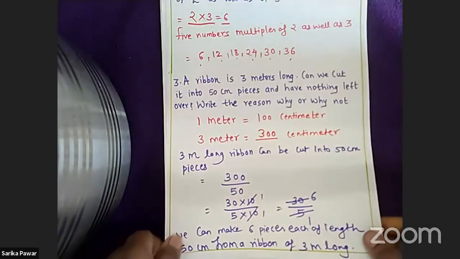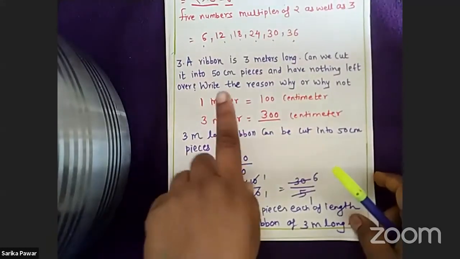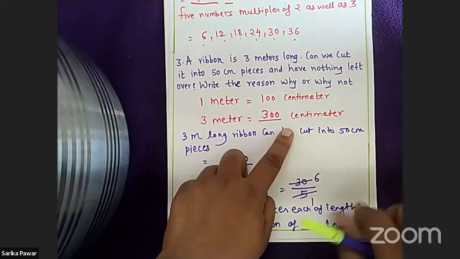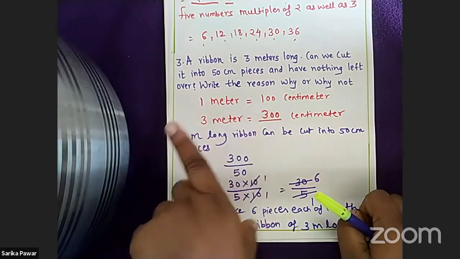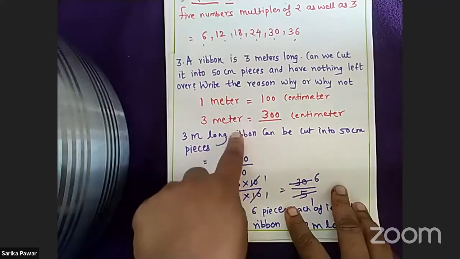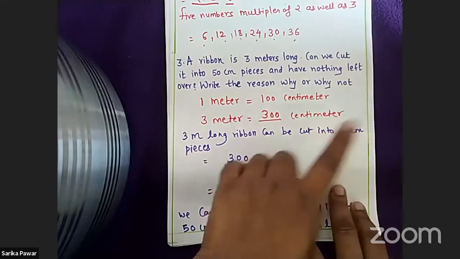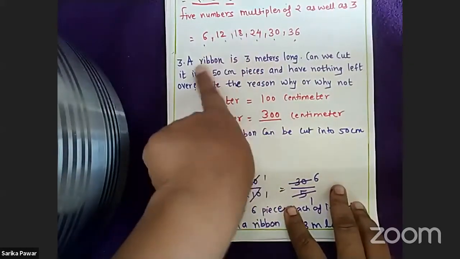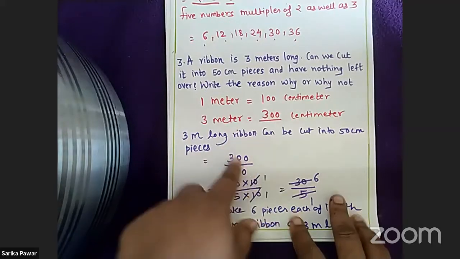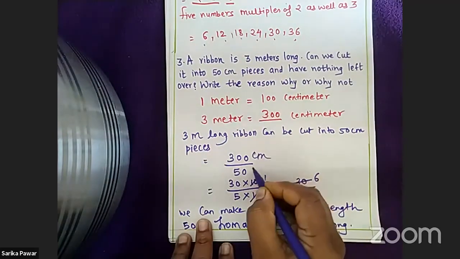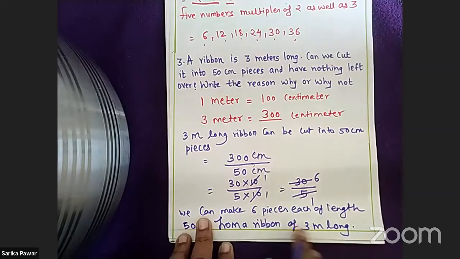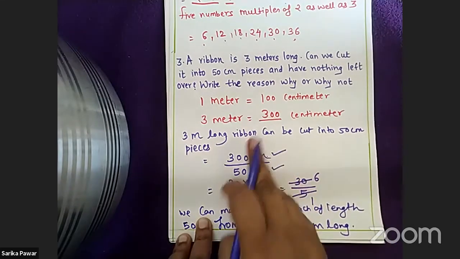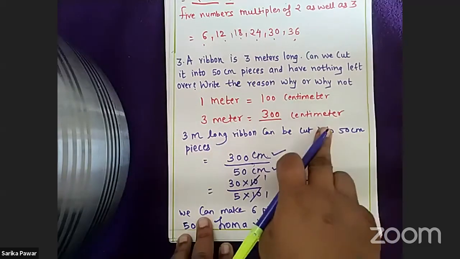Very simple it is. I am explaining once again to you. First I convert 1 meter into centimeter. 1 meter is equal to 100 centimeter. Like that way 3 meter is equal to 300 centimeter. Now we have to cut that ribbon into 50 centimeter pieces. So I divide 300 centimeter by 50 centimeter. The term should be the same, centimeter and centimeter. For that we convert meter into centimeter.